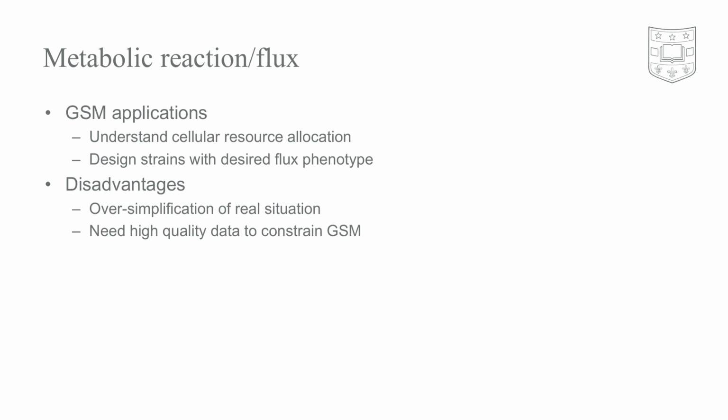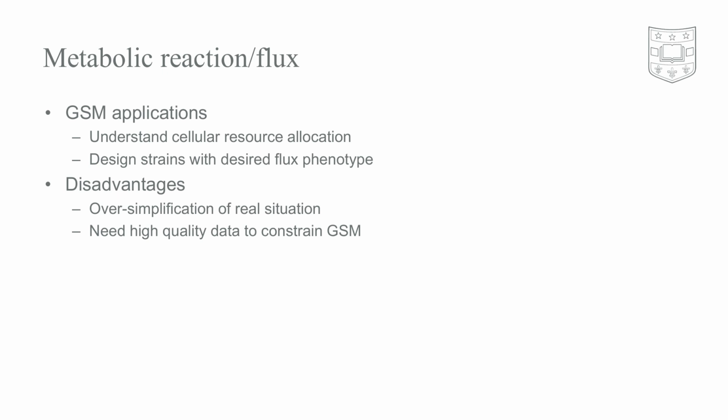Genome scale models have various applications in understanding and manipulating metabolic networks. One major application is studying cellular resource allocation to optimize biological processes. Genome scale models are also important in designing strains with desired flux phenotypes.